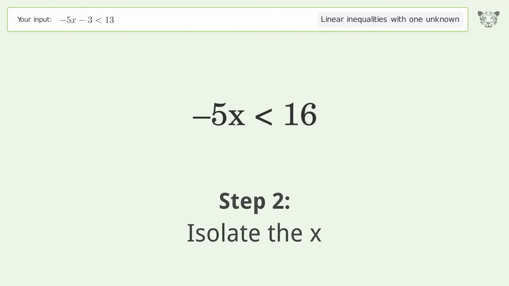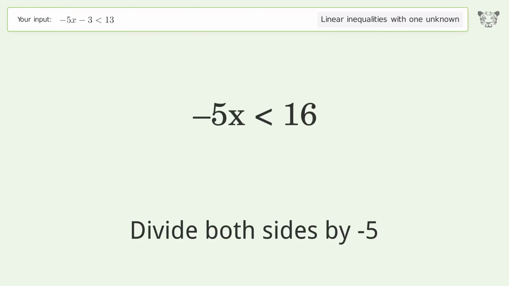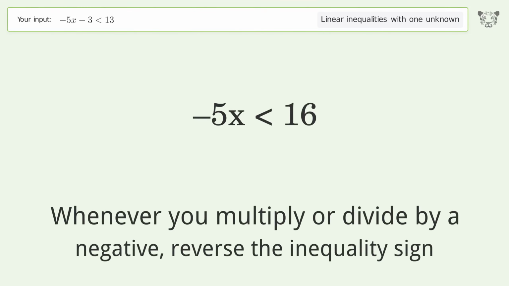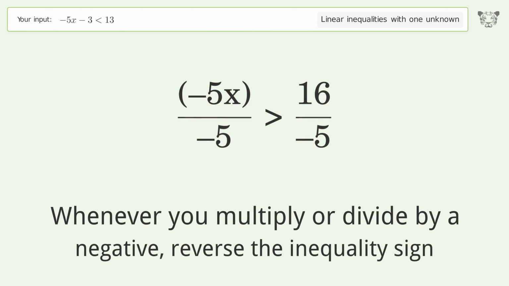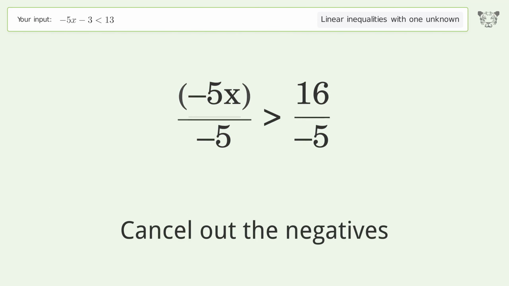Isolate the x. Divide both sides by -5. Whenever you multiply or divide by a negative, reverse the inequality sign. Cancel out the negatives.